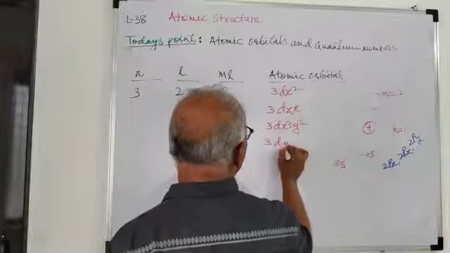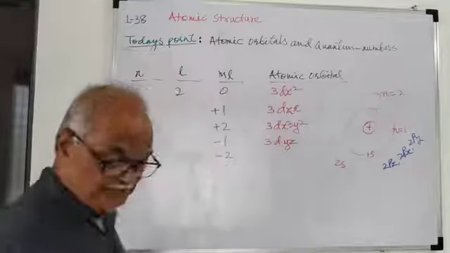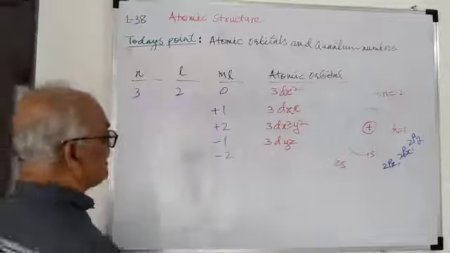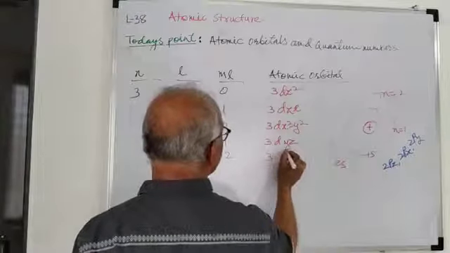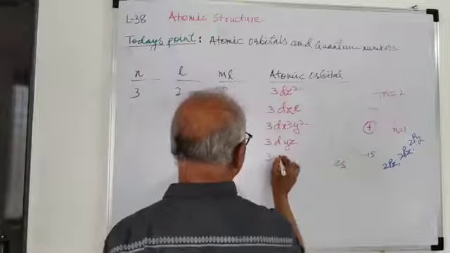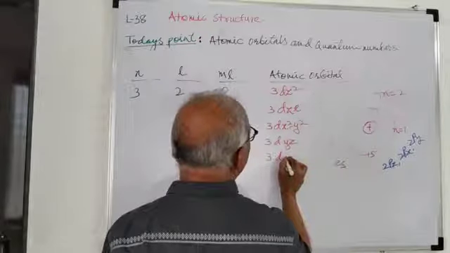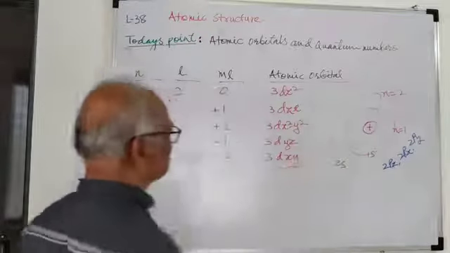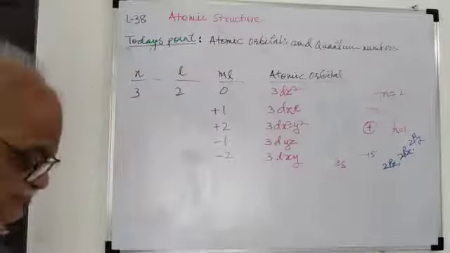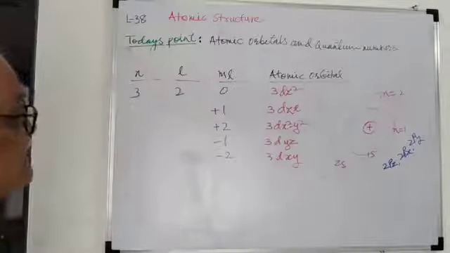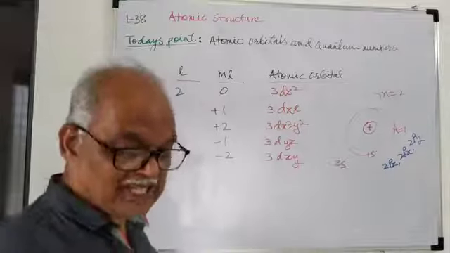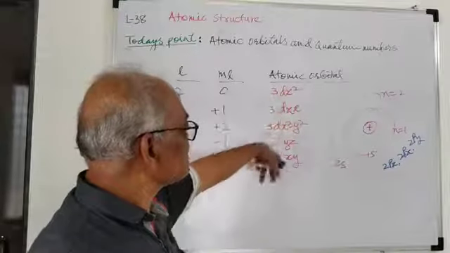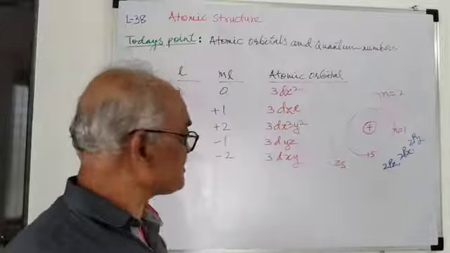YZ. This will have YZ value. And minus 2 will have the name of atomic orbital 3dxy. So these are the few d orbitals. And we have last time seen the shapes of these atomic orbitals.